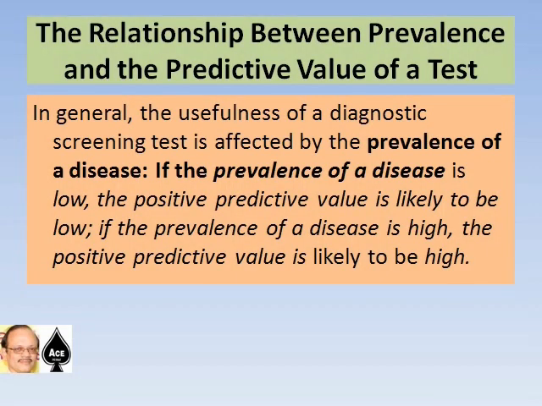The relationship between prevalence and predictive value of a test. In general, the usefulness of a diagnostic screening test is affected by the prevalence of a disease. If the prevalence of a disease is low, positive predictive value is likely to be low. If the prevalence of a disease is high, positive predictive value is likely to be high.